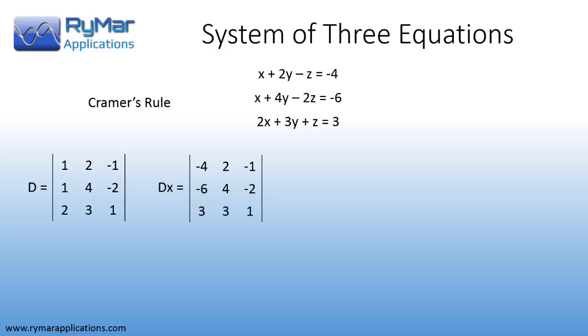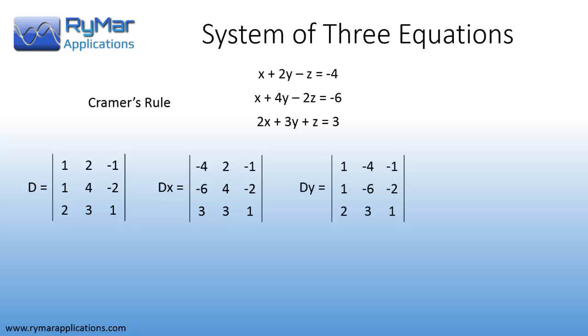Now we need a dx determinant. And the way we create the dx is simply swap out that x column where the 1, 1, 2 was. We're going to swap it out with the constants, the negative 4, negative 6, and 3. We leave the rest of the determinant untouched.